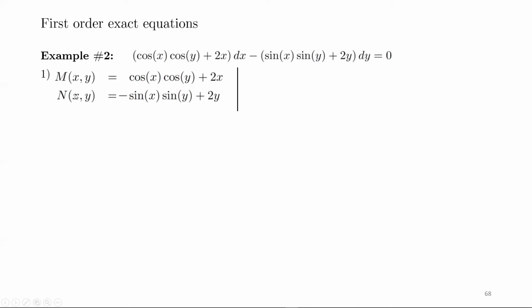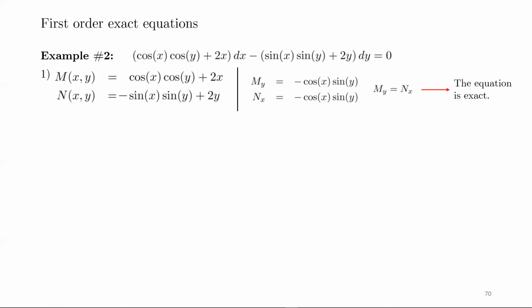We calculate the partial derivative of m with respect to y and the partial derivative of n with respect to x. We find that my is equal to negative cosine x sine y, and similarly nx is equal to minus the cosine of x times sine of y. So clearly these two partial derivatives are equal, therefore this nonlinear first order ODE is exact. The equation is exact.